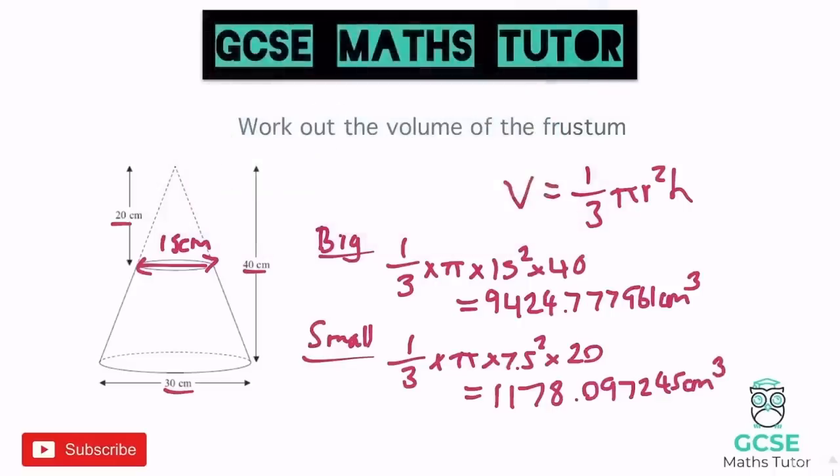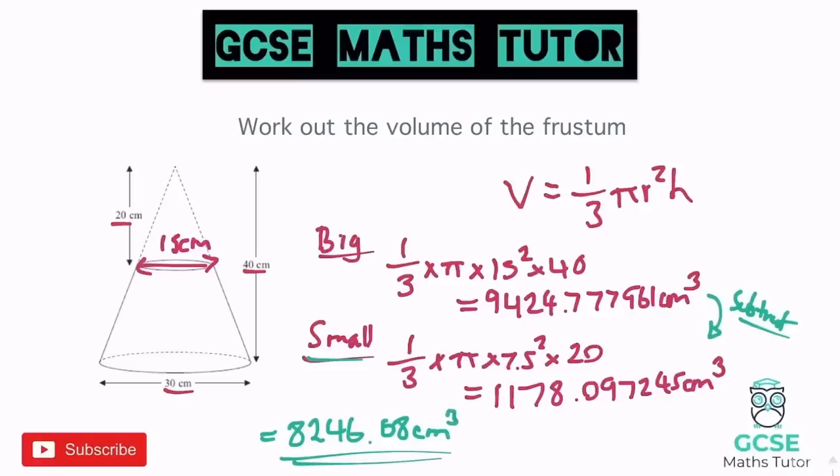So in order to work out the volume of what's left when the little cone's been cut off the top, we just need to do the big cone subtract the volume of the little cone there. So I'm just going to subtract this away from that, and again I'm just going to do that on the calculator. So 9424.777961, take away that answer there, leaves us with a total volume of 8,246 point, and I'm going to round it to 2 decimal places, although you would be asked how to round it in a question, but I'm going to go for 0.68 centimetre cubed.